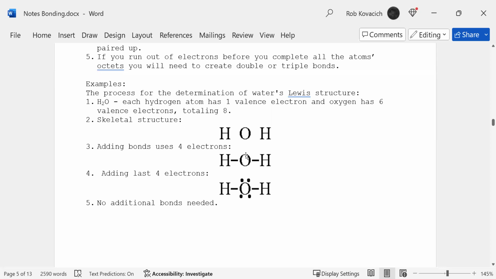So each of those hydrogens here is happy because there's 2 electrons there, 2 electrons there. The oxygen is not happy. It's only seeing 4 electrons and it wants to see 8. So what do I do? I put lone pairs of electrons around the oxygen, 2 on top and 2 on the bottom. And then that satisfies my oxygen's need for 8 electrons. And that's it. There's my Lewis structure for the water molecule.